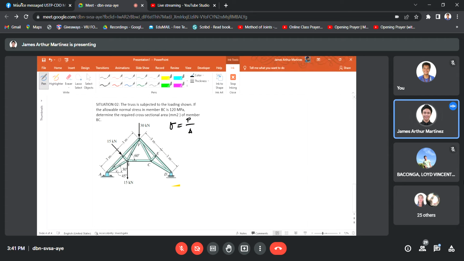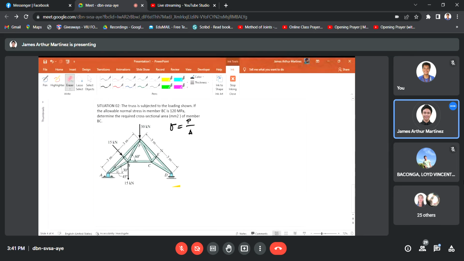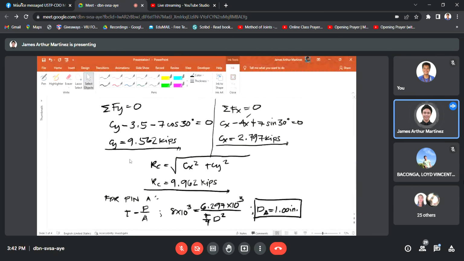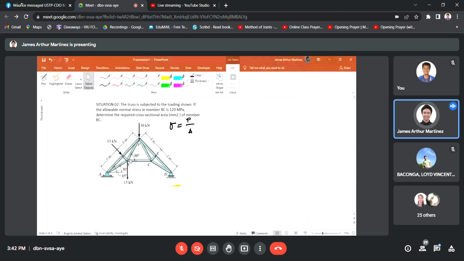So where is BC? Earlier, what we needed to find was the required cross-sectional area. It did not say diameter or length or width. So we just give our answer as area for member BC, regardless of its shape. And how do we do that? Again, the same approach, equation number 1. We analyze the given truss.